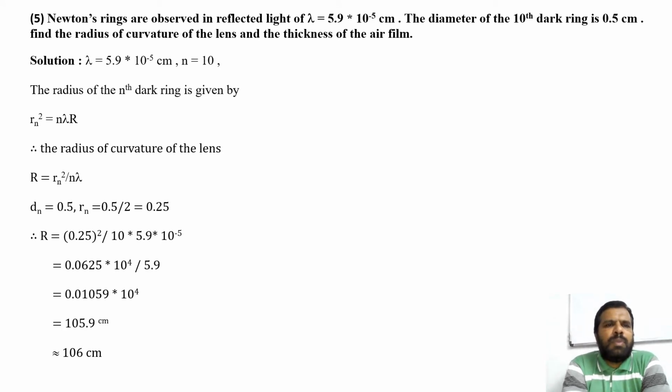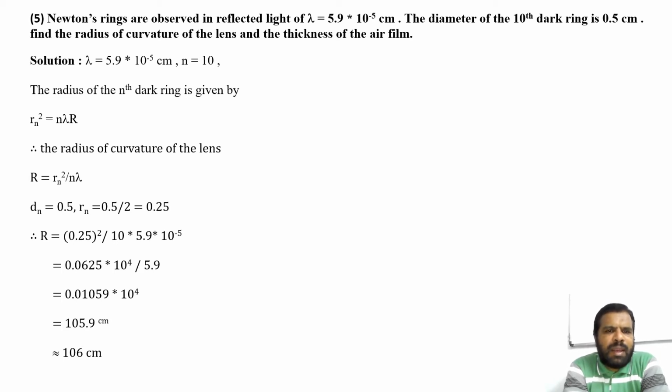Fifth one. Newton's rings are observed in reflected light of lambda is equal to 5.9 into 10 raised to minus 5 centimeter. The diameter of the 10th dark ring is 0.5 centimeter. Find the radius of curvature of the lens and the thickness of the air film. Solution. Given lambda is equal to 5.9 into 10 raised to minus 5 centimeter. n is equal to 10.